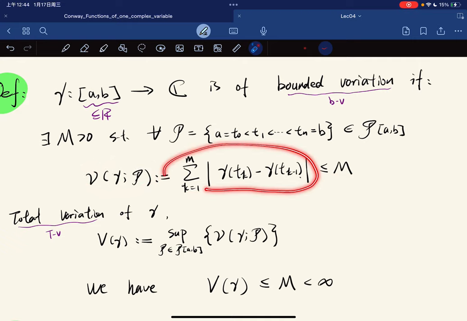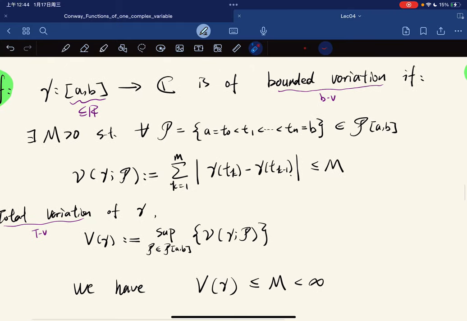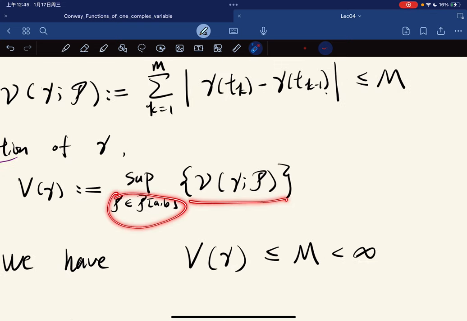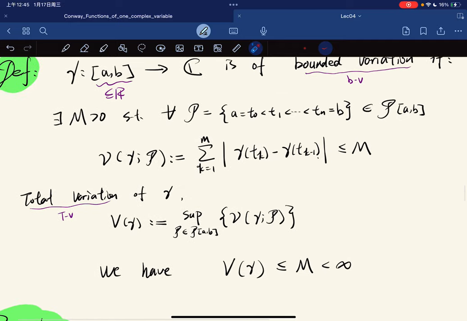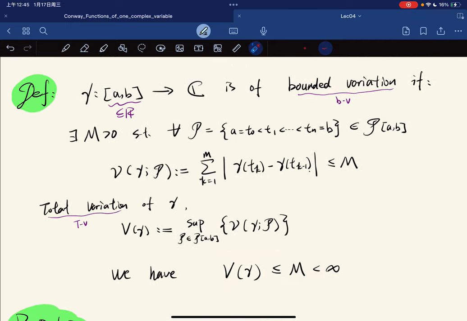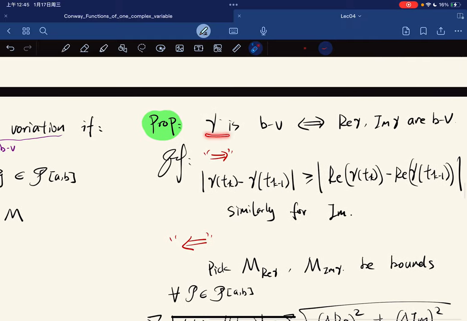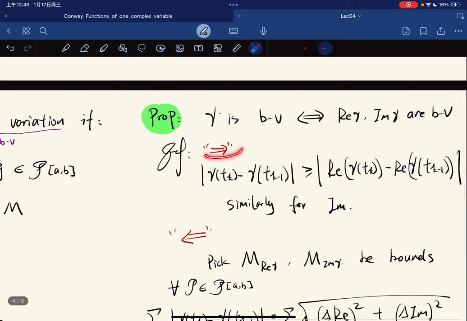So just take a look at this sum. And the total variation is defined to be the supremum of all this sum, over all partitions P of [a, b]. And obviously we have this, because M is an upper bound, and this is the supremum, so the supremum is finite. So here's a proposition. Gamma is of bounded variation if and only if the real and imaginary parts of gamma are of bounded variation. So for this direction, we use this inequality.